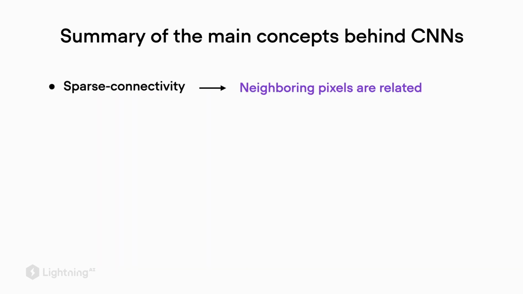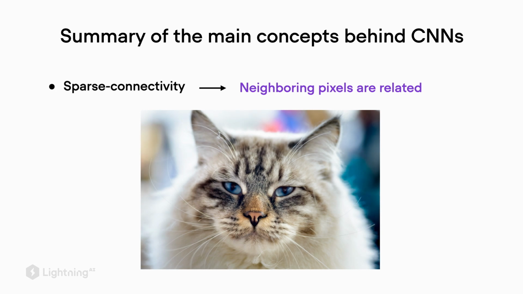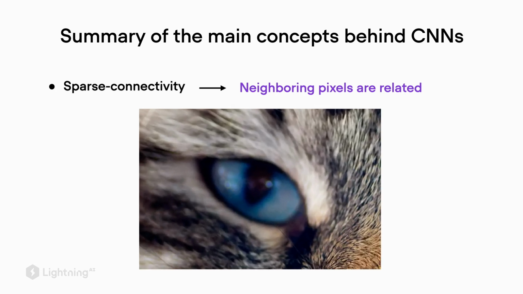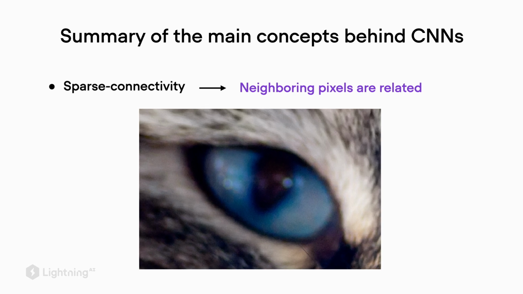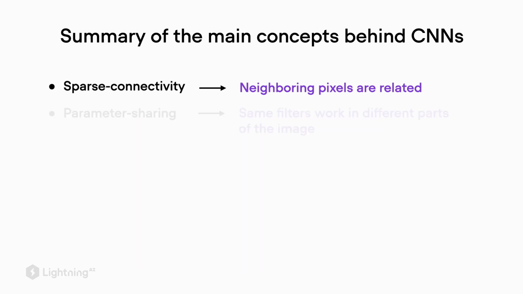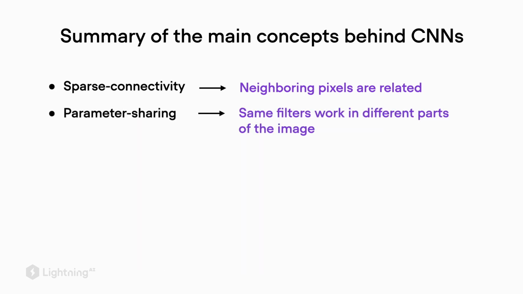The rationale behind sparse connectivity is that we are assuming that neighboring pixels are related. For example, assume we are trying to classify a cat or a dog. If we zoom into the eye region of the cat, all the pixels in this region form the eye, and so the neighboring pixels are in fact related. And the rationale behind parameter or weight sharing is that we assume that the same filters that we apply work in different parts of the image. So if a filter works well in one part of the image, we also assume that it would work well in another part of the image.